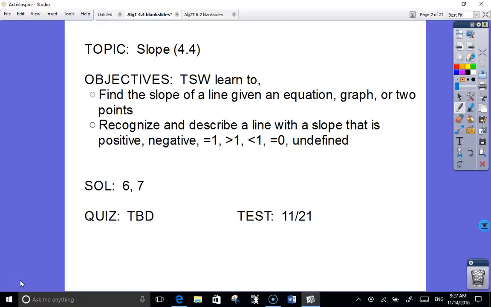If I'm trying to describe it in a non-mathematical way, I might just say it's the tilt. It's the tilt of the line, right? Every line is tilted some way or the other, and that's really what we mean by the slope.